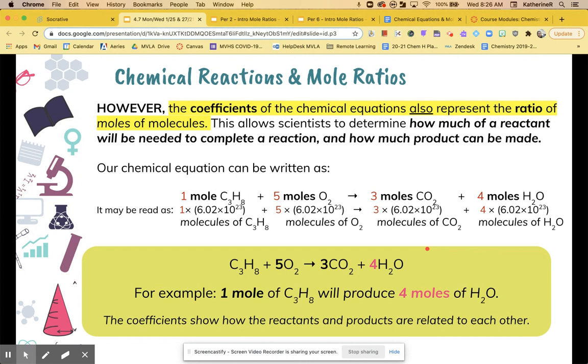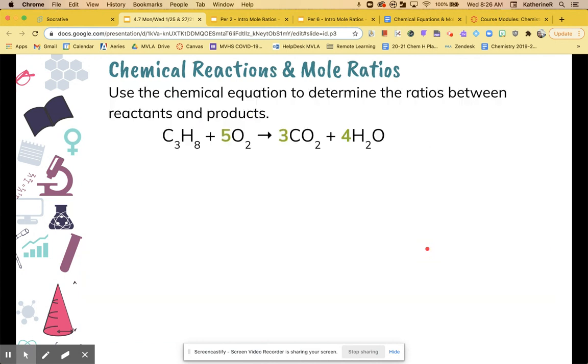Okay, so the coefficients show how the reactants and products are related to each other. So if I look at this, I can say, for example, 1 mole of C3H8 will produce 4 moles of water. That's really helpful. So if I know that I have 2 moles of C3H8, I know that I'm going to produce 8 moles of water.